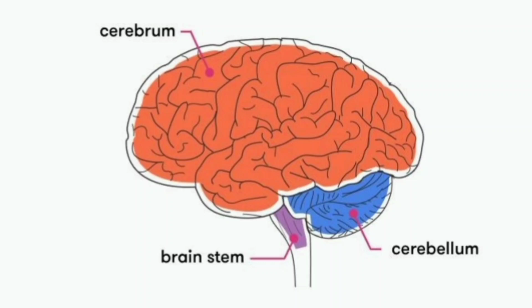The human brain is divided into three major parts. Number one, the cerebrum. The cerebrum is the largest part of the human brain, and it enables sensory perception and controls voluntary motor actions.